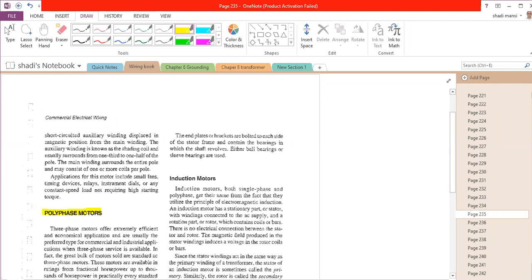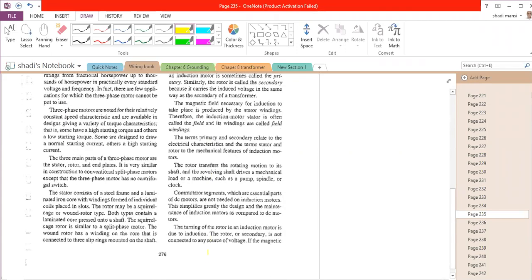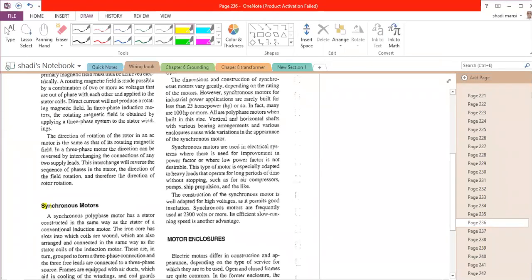For the polyphase or three phase motor, we have two types: the induction motor and the synchronous motor. I believe it is already covered in Machines One, so I'm not going to give a lot of details on these types of motor. For the induction motor, I believe you know the principle of operation, so I will not talk about it. And here we have the synchronous motor.